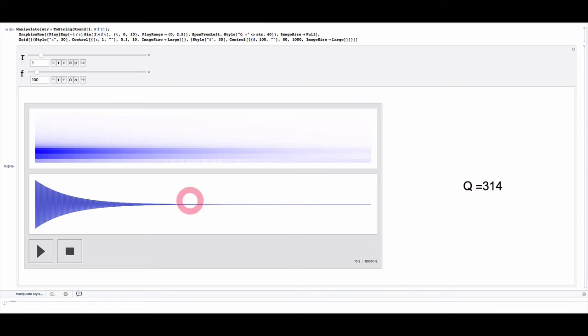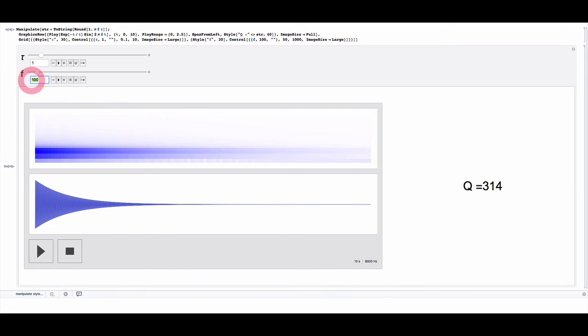So let's get some intuition about how quality factors work using audio signals. So here I've got Mathematica playing a sinusoidal tone, so a single frequency tone, with a decay time of 1 second and a frequency of 100 Hz, and it sounds like this. Kind of like a plucked guitar string. It decays about the same time as a guitar, and the quality factor is about 300.